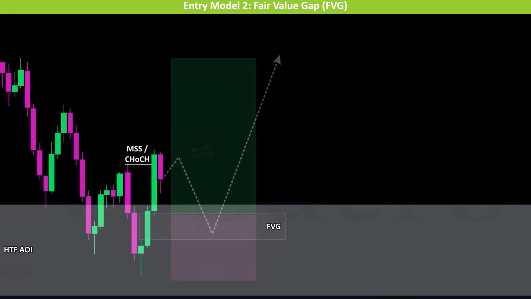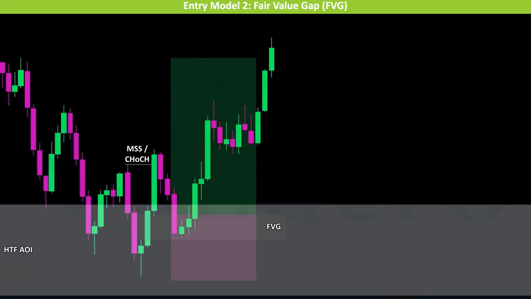From there, we plan our buy entry by placing a limit order at the highest point of the fair value gap, while positioning the stop loss a few pips below the recent swing low. The bearish variation follows the same logic, simply mirrored in the opposite direction.